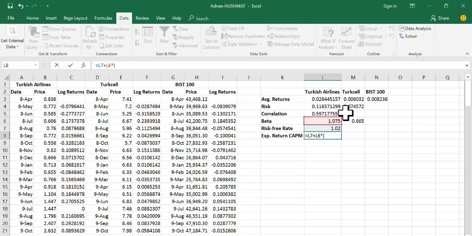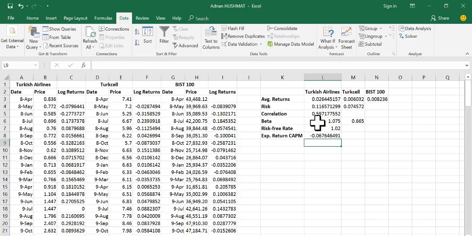Risk premium is equal to your market returns minus your risk-free rate of return. The risk-free rate of return is here, this one. So I close my bracket and I press enter. So this is the expected return using CAPM on Turkish Airlines using this monthly data. Likewise you will do the same for Turkcell.